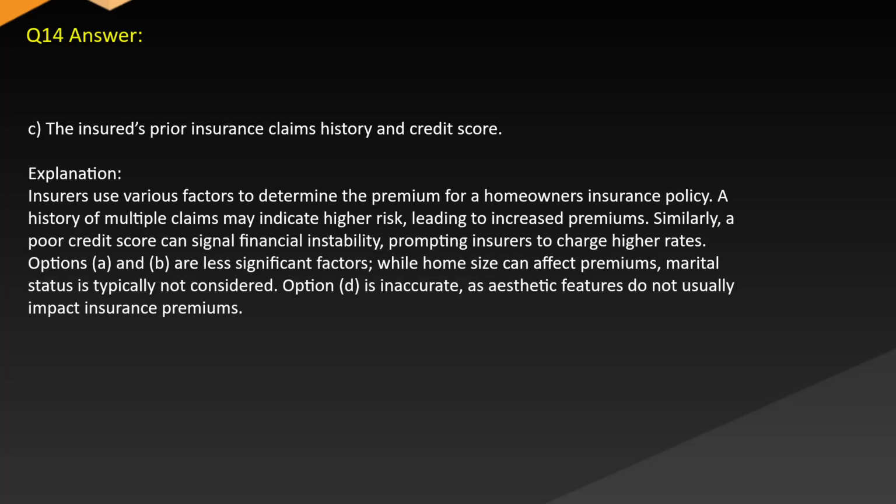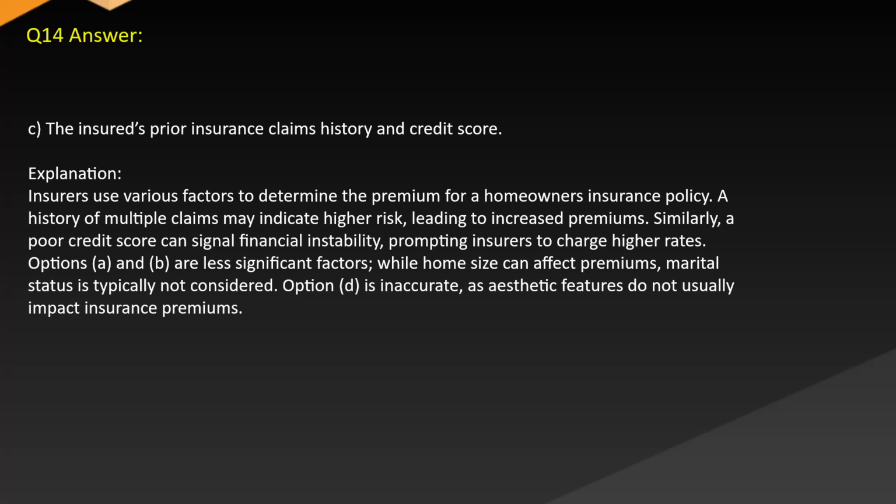Answer: C. The insured's prior insurance claims history and credit score. Explanation: insurers use various factors to determine the premium for a homeowner's insurance policy. A history of multiple claims may indicate higher risk, leading to increased premiums. Similarly, a poor credit score can signal financial instability, prompting insurers to charge higher rates.